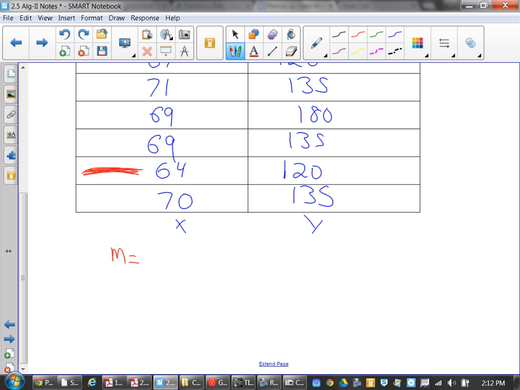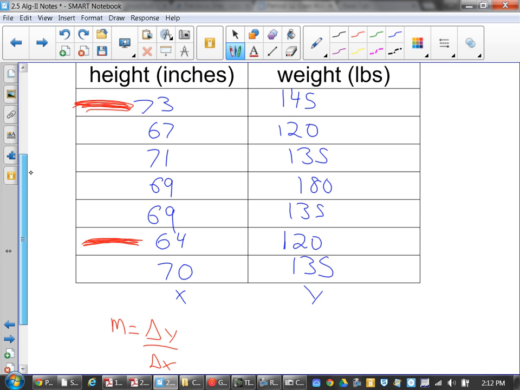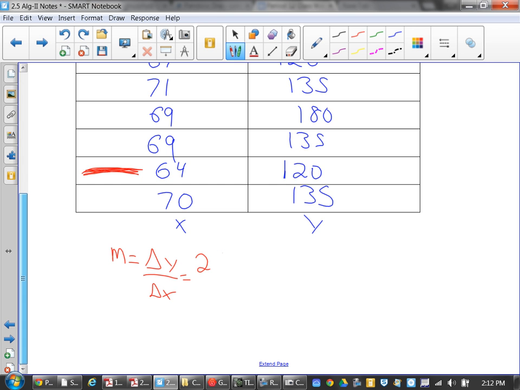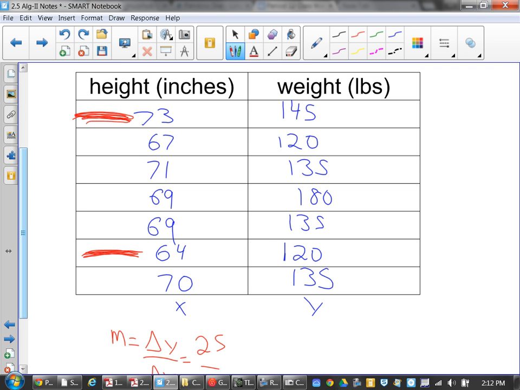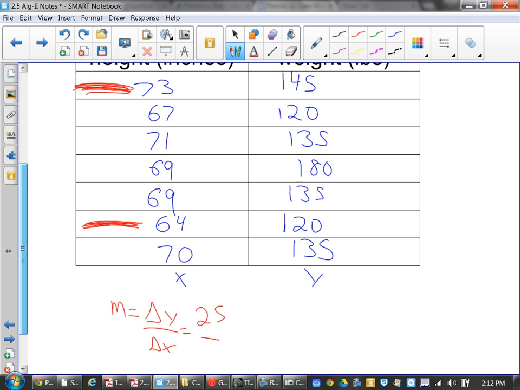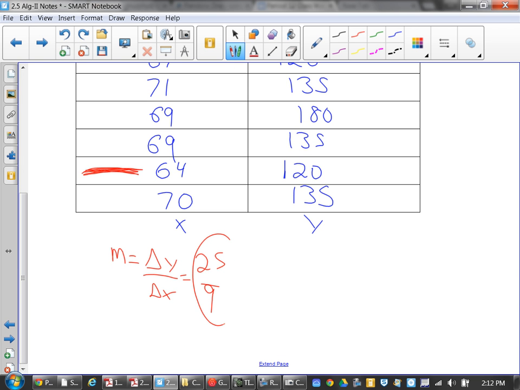Slope is the change in y over change in x. Do you agree? Now, if I'm looking at these 2 points, my y value is 145 to 120. What's the change? 25 pounds. So my numerator is 25. And the height was what? 9. So my slope is 25 over 9. It's kind of crummy, but it works.